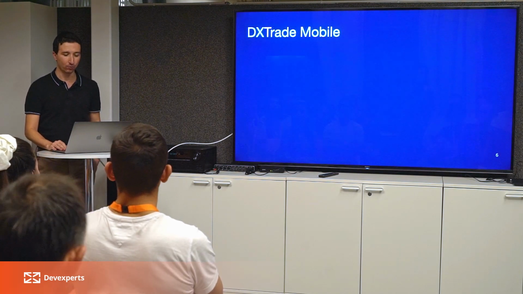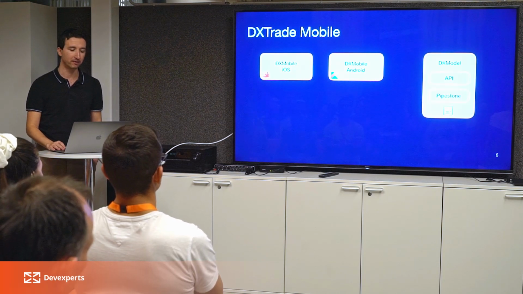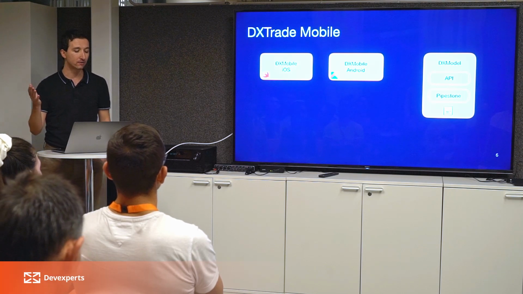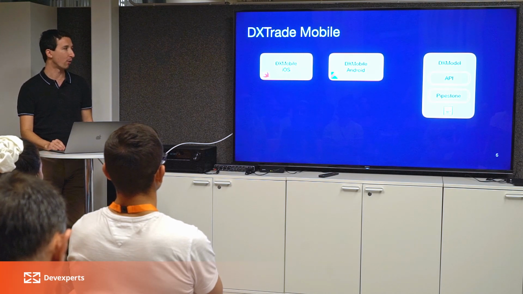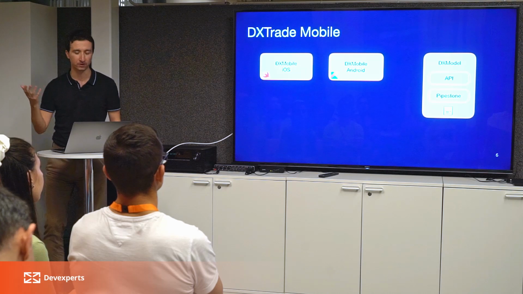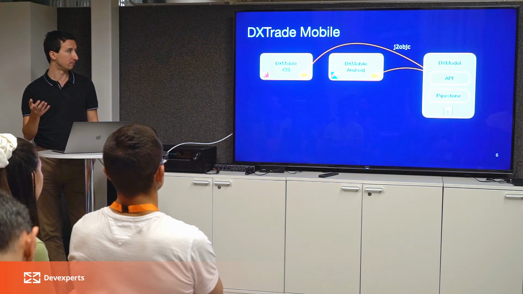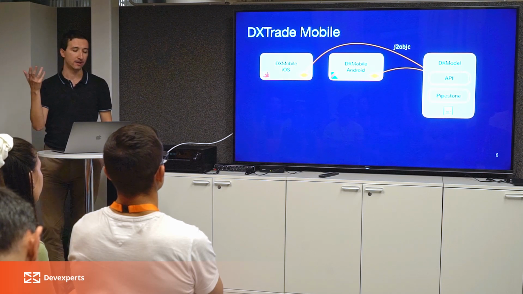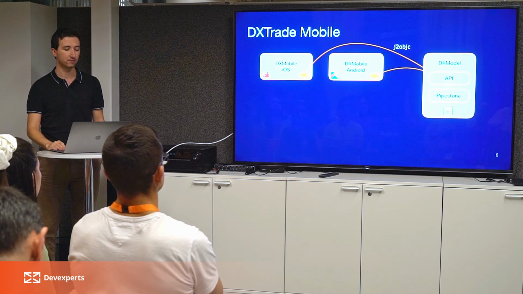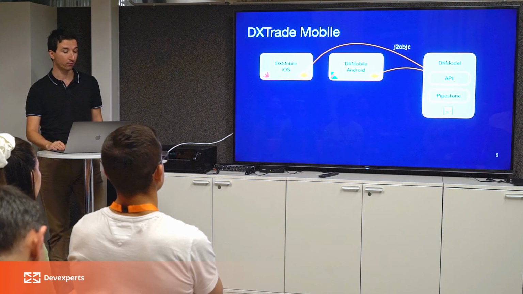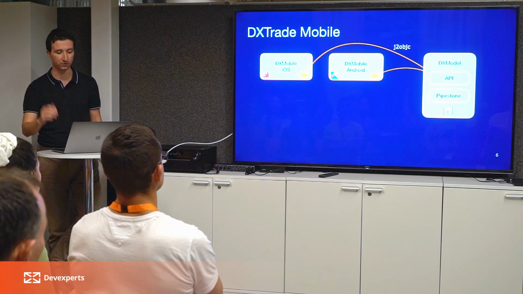So what is the mobile component? Obviously, we have native iOS and Android implementations, and so they are separate components. And next to those, we also have a shared component, which is called DX Model. And as it turns out, it's a dependency for both the iOS and the Android parts. The way we do this for the iOS part is through code translation from Java to Objective-C.